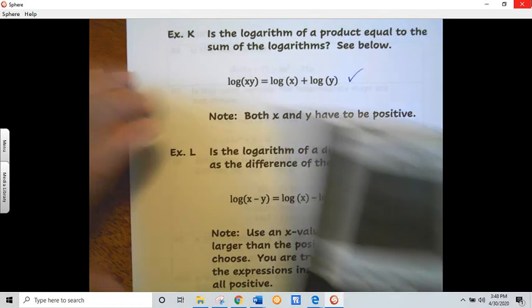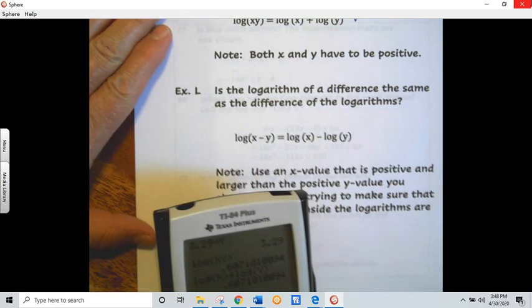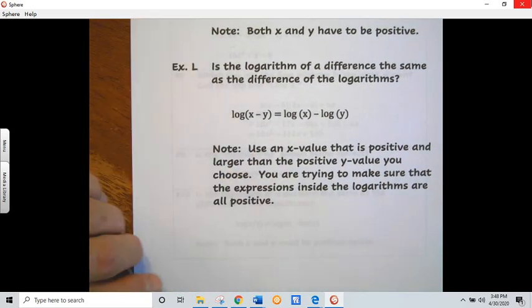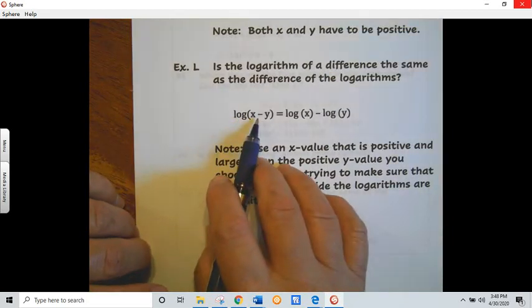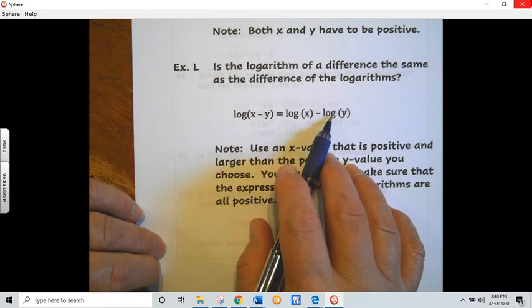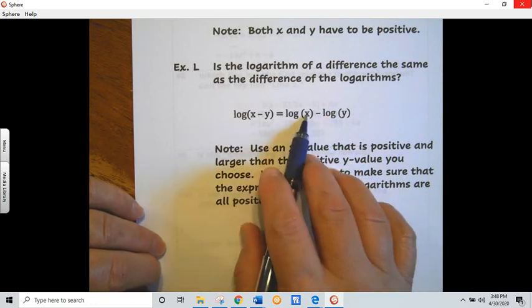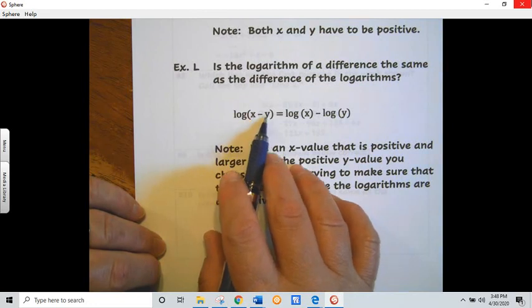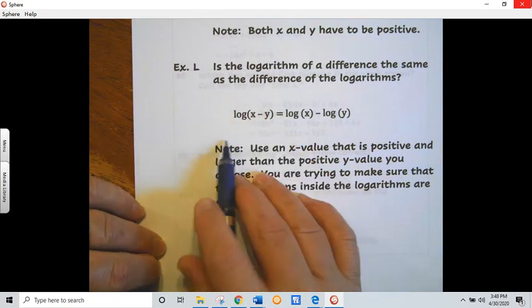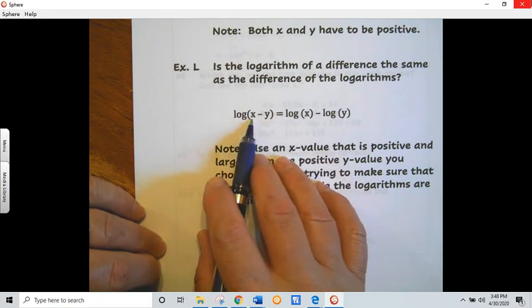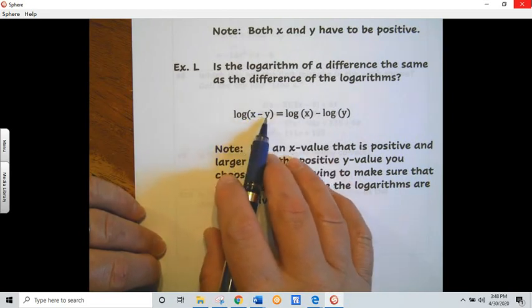Okay, let's see if the logarithm of a difference is the same as the difference of the logarithms. Here's the logarithm of a difference. Let's see if it's the difference of the logarithms. Now, again, we have to have a positive value for both x and y, but we also have to have a positive value for x minus y. Otherwise, this is undefined. You're going to get an error if you don't follow these directions. So we have to have a bigger number minus a smaller number.